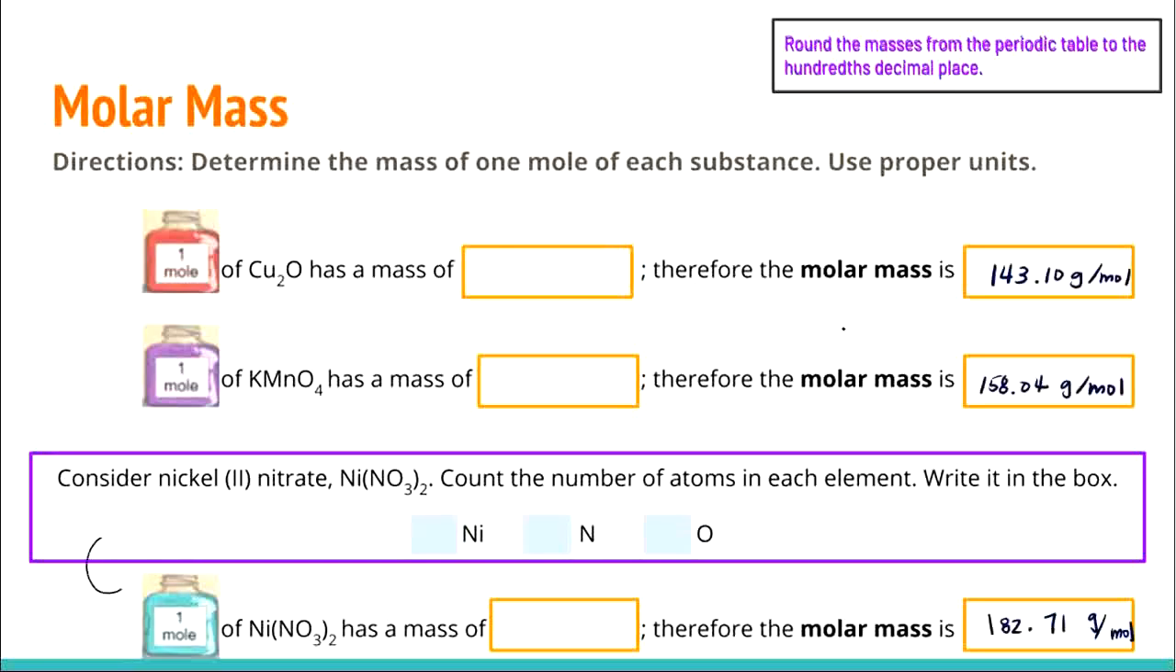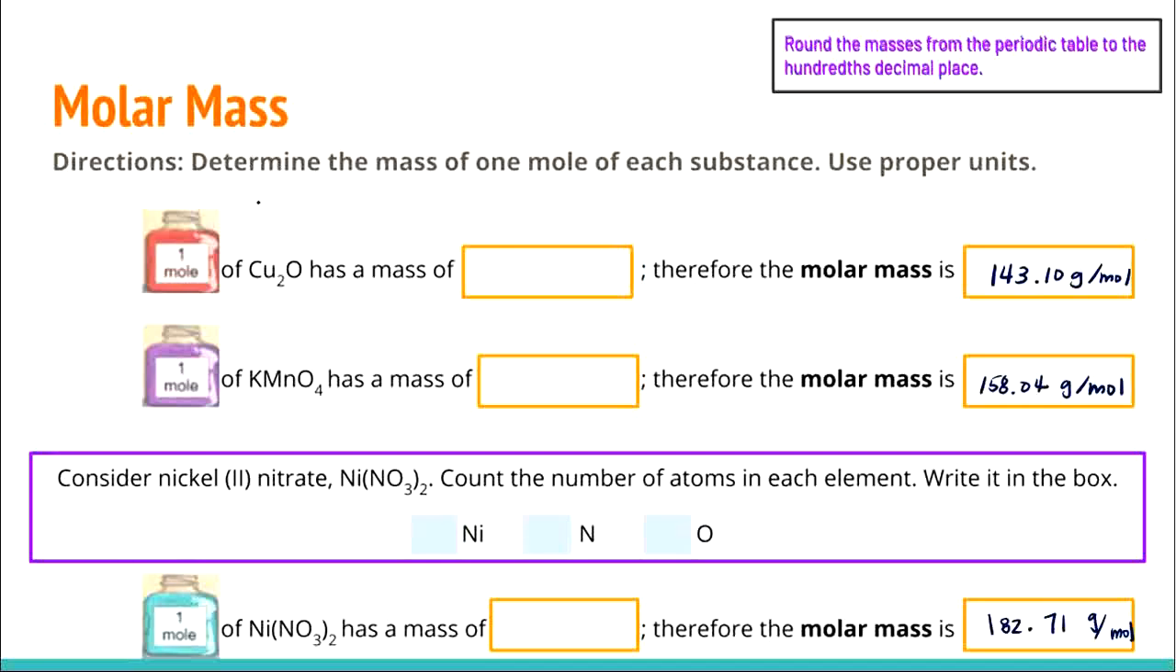These are the molar masses you should have gotten. Cu2O has a molar mass of 143.10 grams per mole. KMnO4 has a molar mass of 158.04 grams per mole. Nickel 2 nitrate has a molar mass of 182.71 grams per mole. If you got these, great. If you didn't, I'm going to explain how I got these molar masses. Now, if you got these molar masses, feel free to fast forward to the next section of the video.